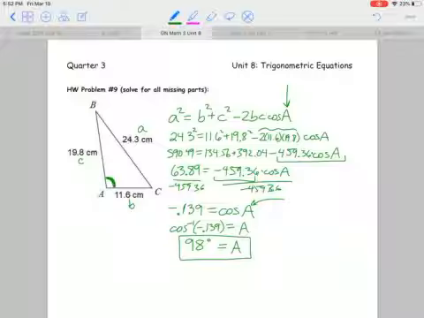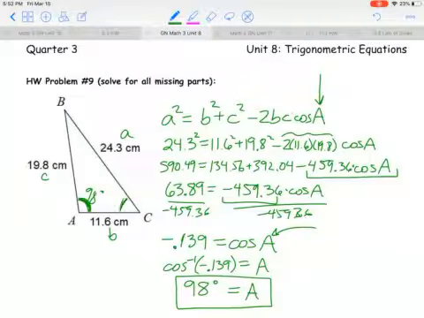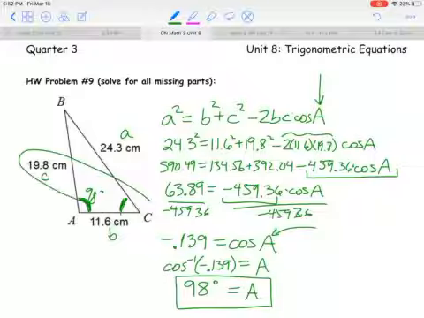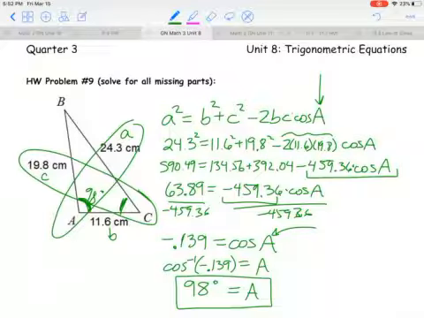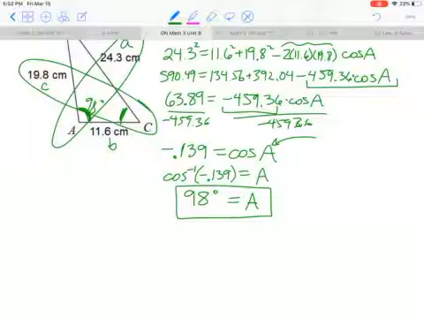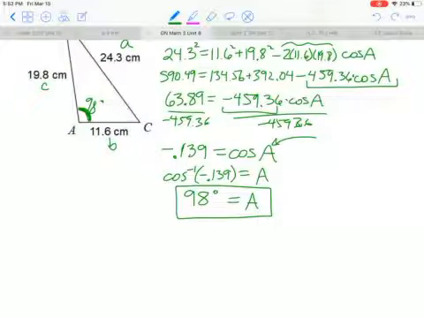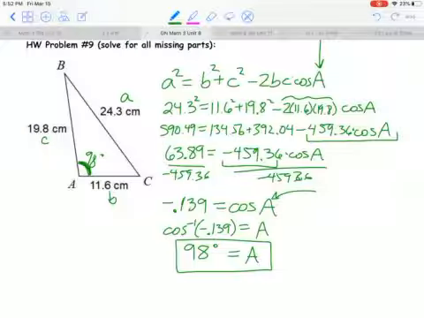On this homework problem, it does ask you to solve all the other pieces. So you can either do law of sines from here, or you can keep doing law of cosines, whichever one you like more. But I know this right here is 98 degrees now. So if I wanted to find angle C, I could set up this guy and do that. But you'd have to check for ambiguous cases. So I really just like to keep going with law of cosines because you never have ambiguous cases.